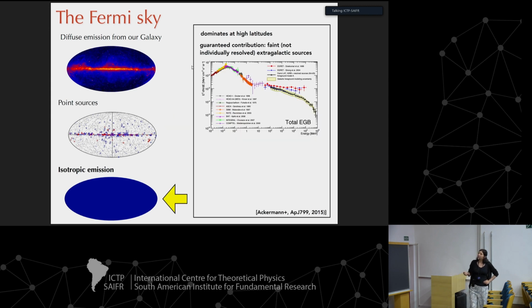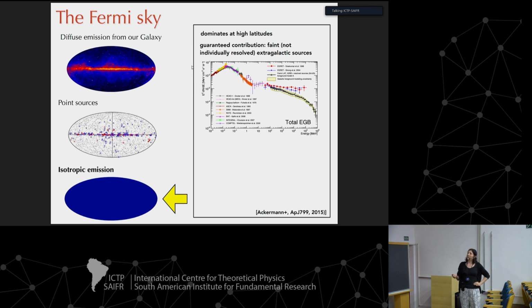And then the third main contribution to the gamma rays, to the Fermi sky, to the GeV sky, is the so-called isotropic emission. So basically, if you remove all the diffuse emission from the plane and you remove all point sources, what you're left with is not zero. It's basically gamma ray emission that is quite isotropic, and you can measure its spectrum, okay? And so what is that from?